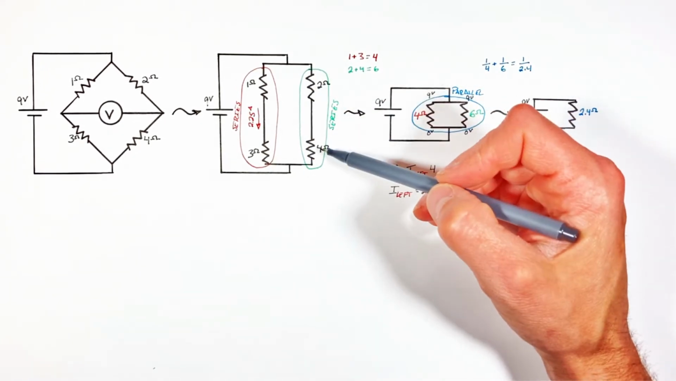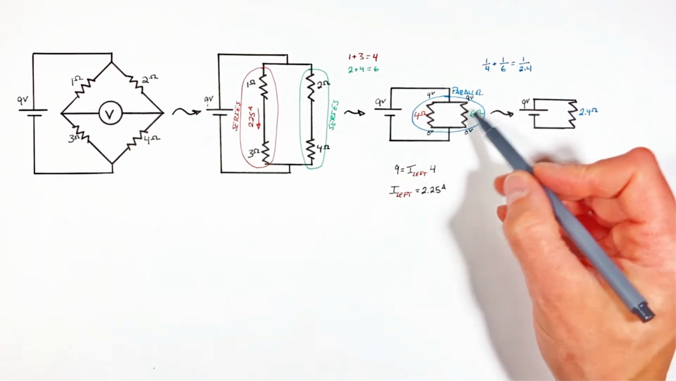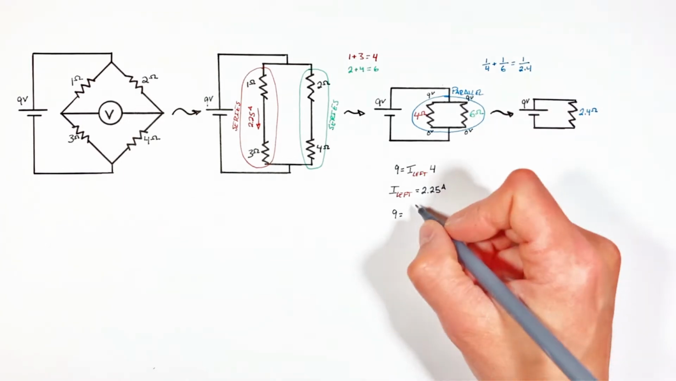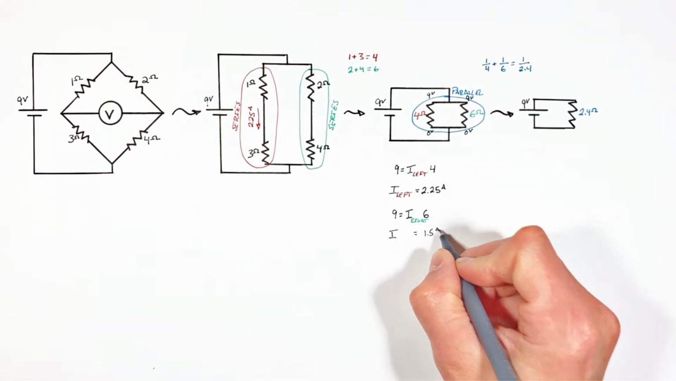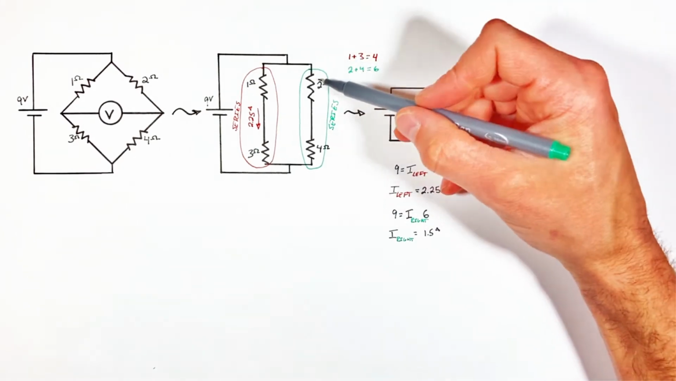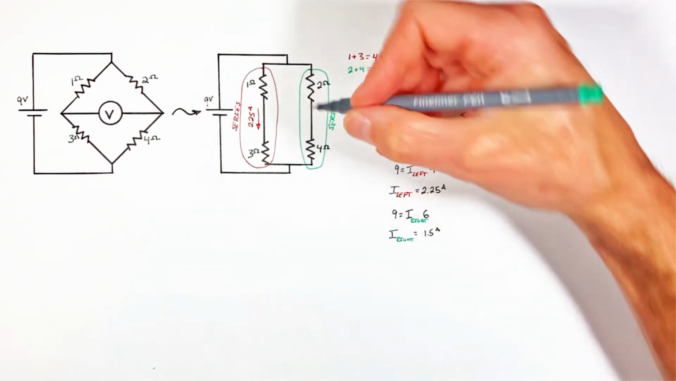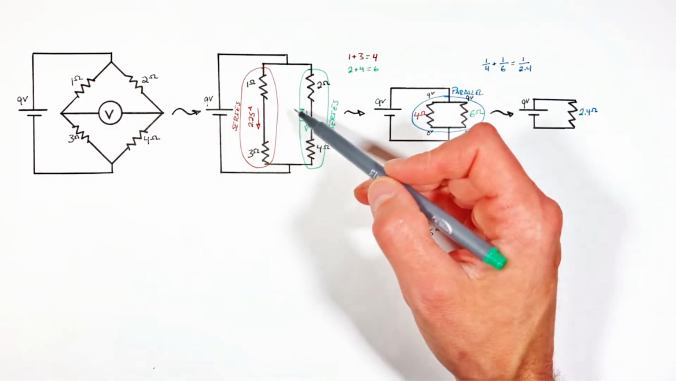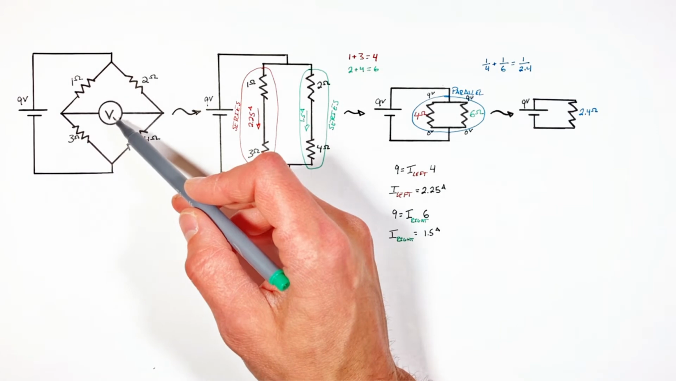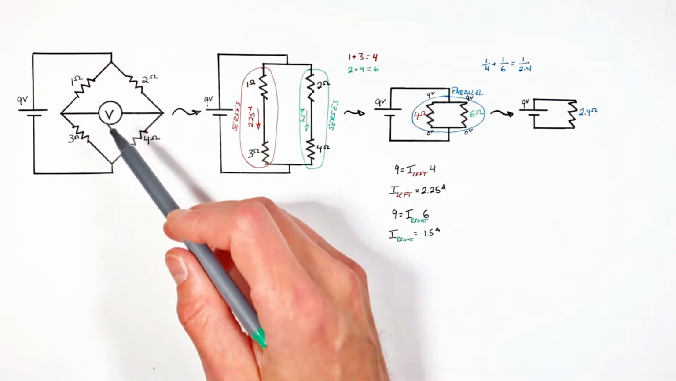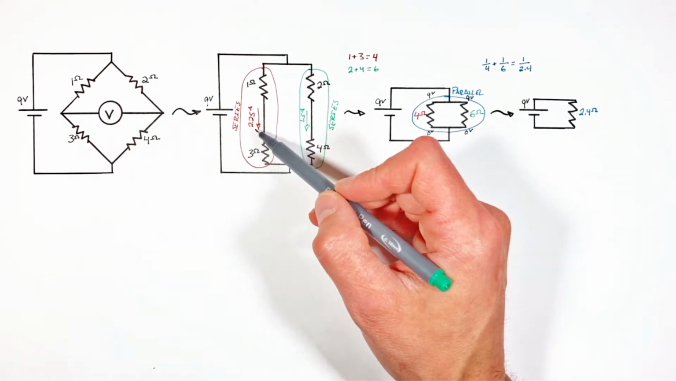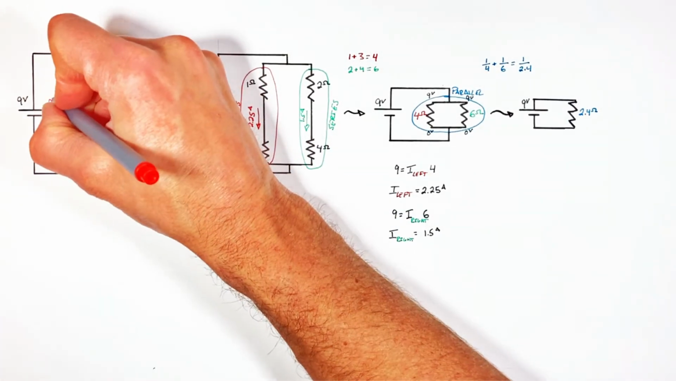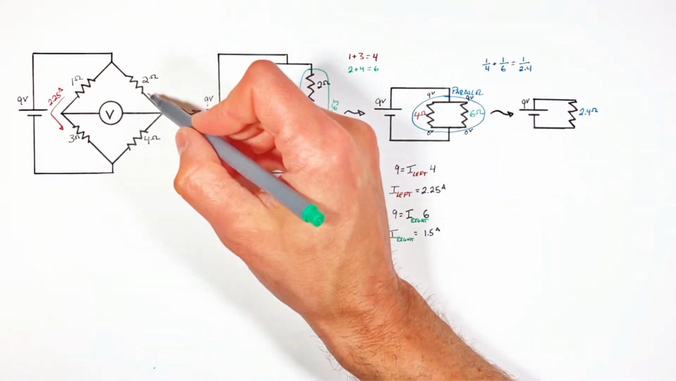But first let's look at the current passing through the right side of this circuit. Going back over here, we've got 9 volts across this 6 ohm resistor. And we find there's 1.5 amps passing through the right side of this circuit. Now going back to our Wheatstone bridge, you'll remember these two circuits are completely identical, save this voltmeter or galvanometer right here. So what that means is there's 2.25 amps of current around the left side of this Wheatstone bridge, and 1.5 amps of current around the right side.